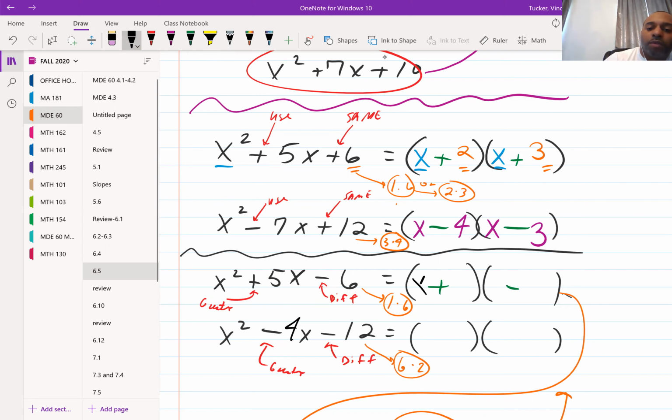We already know both of these will be x. X times x will give me this x squared here. So now I need the factors of 6, two numbers that will multiply to give you 6, but will subtract from each other to give you 5. And that would be 1 and 6. They're subtracted from each other because our signs are different. So that would be 1 and 6, and then the greater of the two will take on a positive. So we'll do a positive 6 and a negative 1.